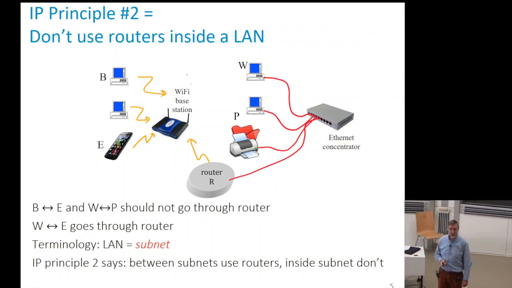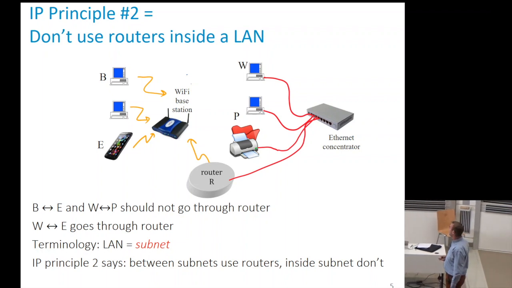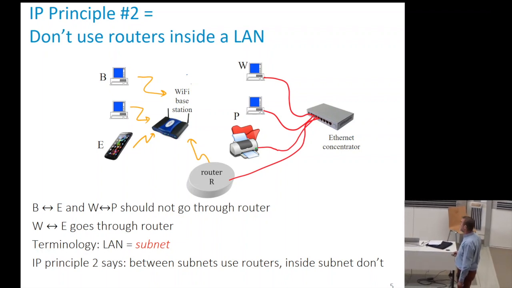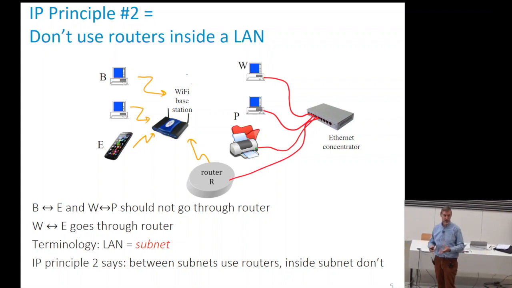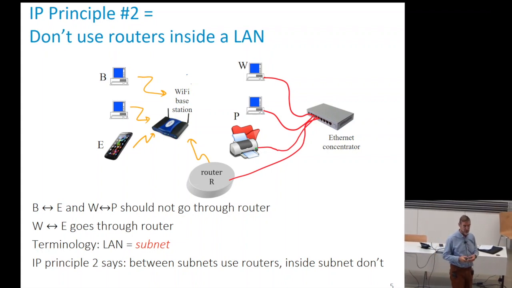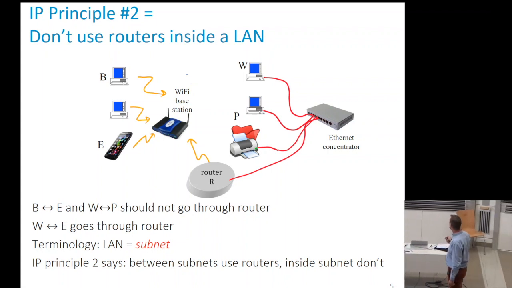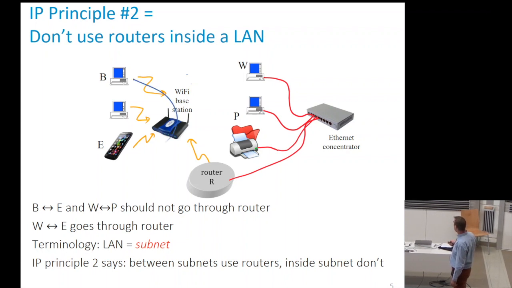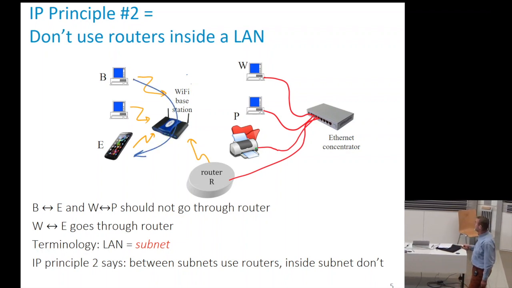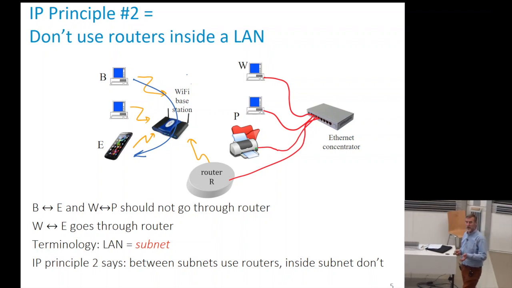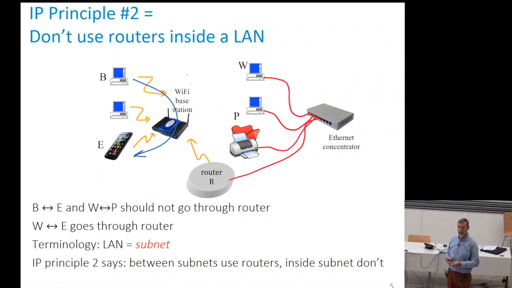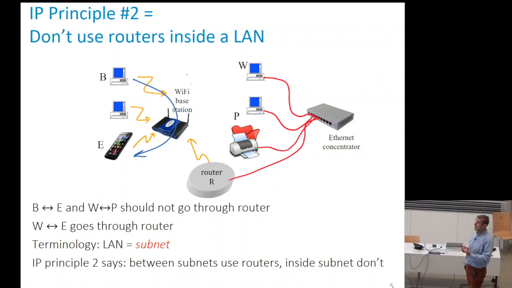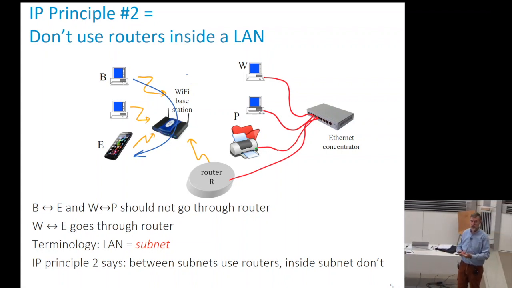The second principle that governs how the internet works is that we don't use routers inside a LAN. A LAN is a local area network. A synonym for IP is a subnetwork. If I have here 2 machines, like B and E, that are talking together, if they are on the same Wi-Fi base station, on the same local area network, there's no reason to go through a router because they can communicate directly at the MAC layer. So if you can do without IP, you do without IP. Or more precisely, if you can do without routers, you do without routers.